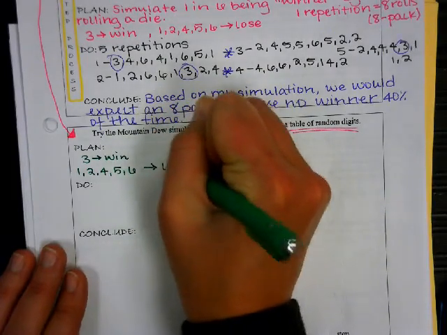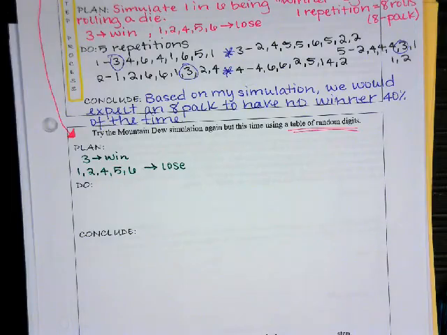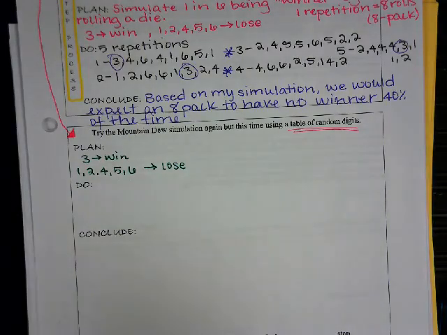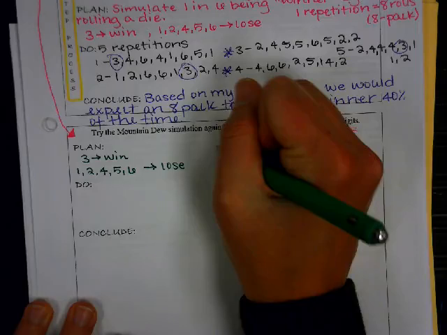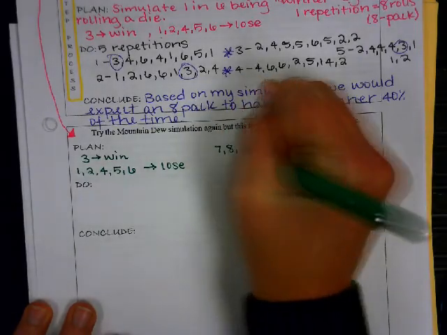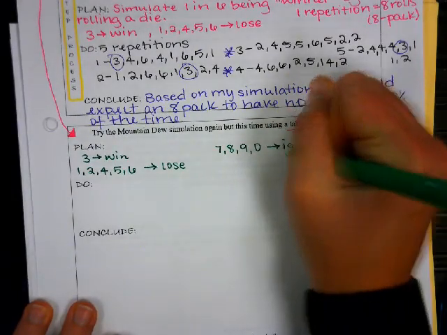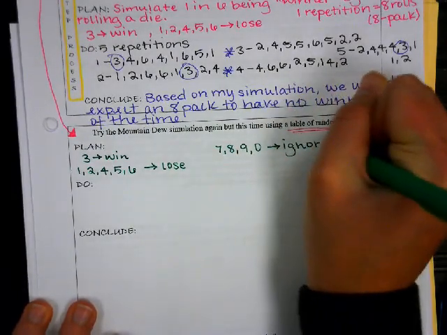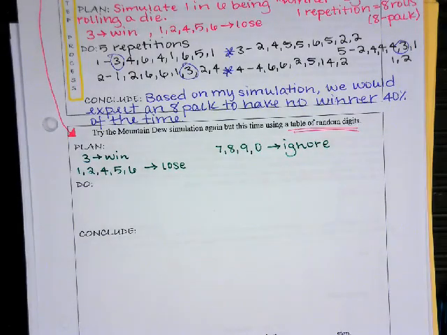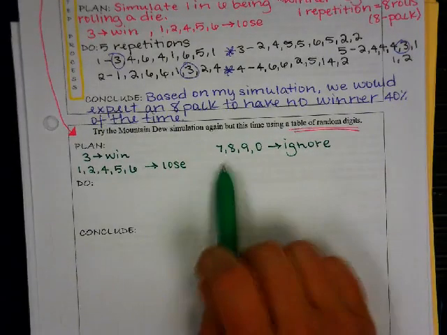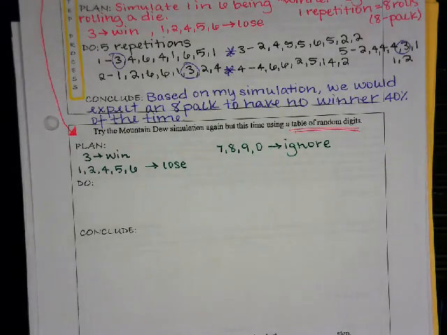Now on the table of random digits, there's 7, 8, 9, and 0. So I have to specify what those 4 numbers mean as well, or what I do with them. In this case, 7, 8, 9, and 0, I'm going to ignore. So if I get a 3, I won a prize. If I get 1, 2, 4, 5, or 6, no prize. 7, 8, 9, 0, I ignore.